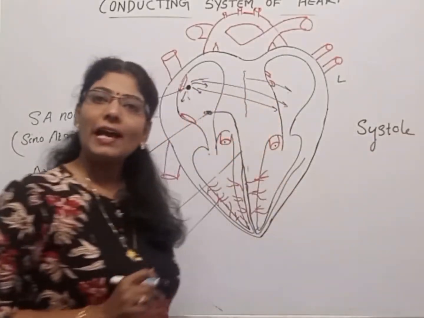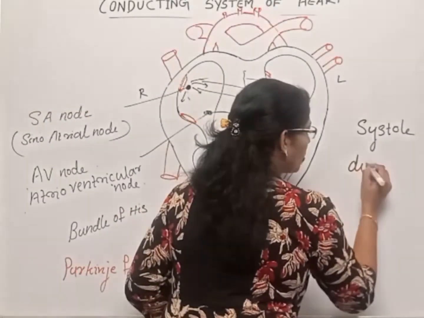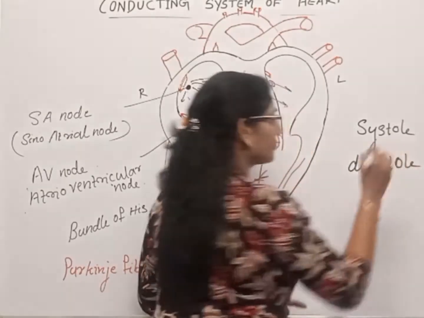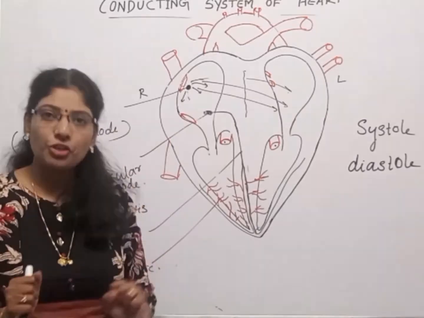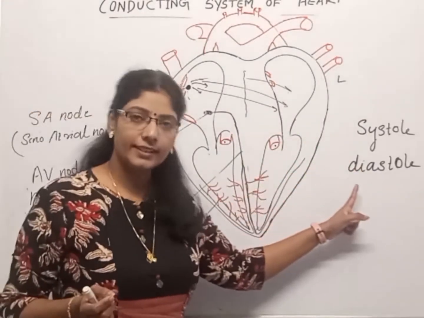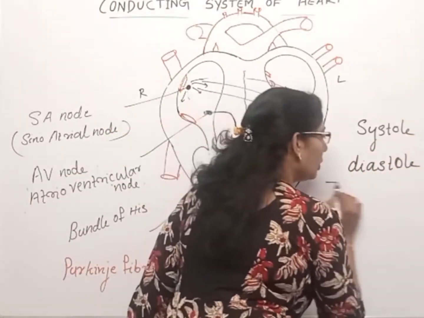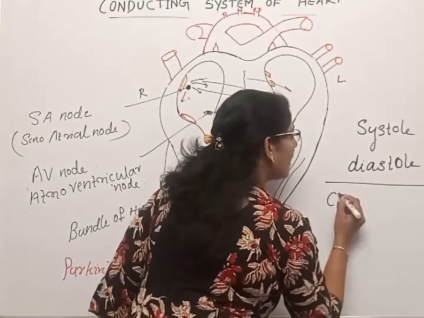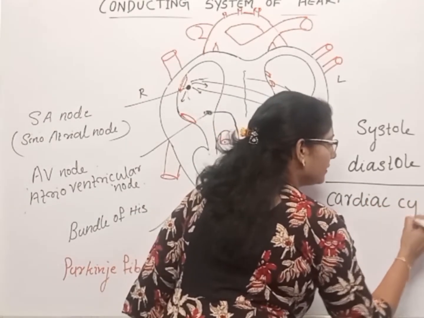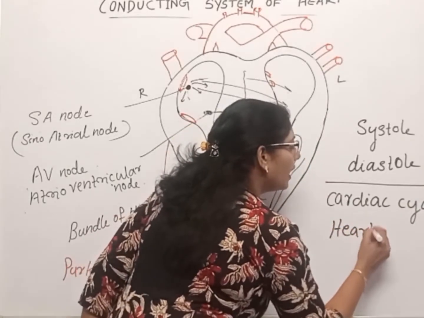And relaxation of the heart is called diastole. Contraction of the heart is called systole and relaxation is called diastole. One systole and one diastole together is called a cardiac cycle, or it is called a heartbeat.